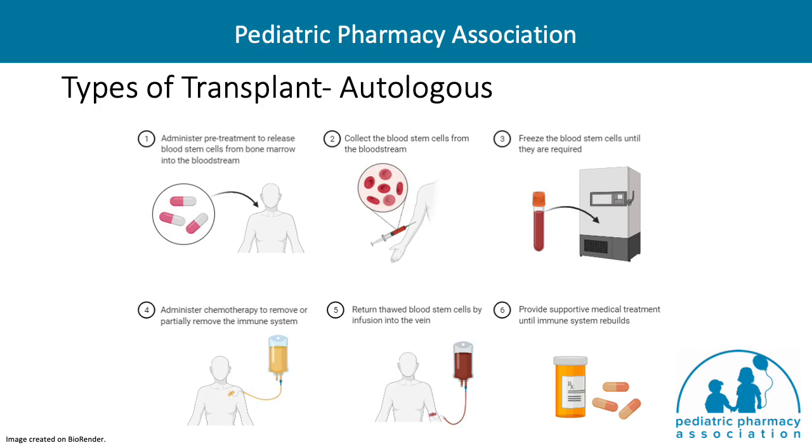Following collection, high-dose chemotherapy is administered to remove or partially remove the immune system. Then the cells that were frozen are thawed and administered back to the patient. Following transplant, the patient's immune system is temporarily depleted, and so supportive care is vital when the immune system is needing to rebuild.